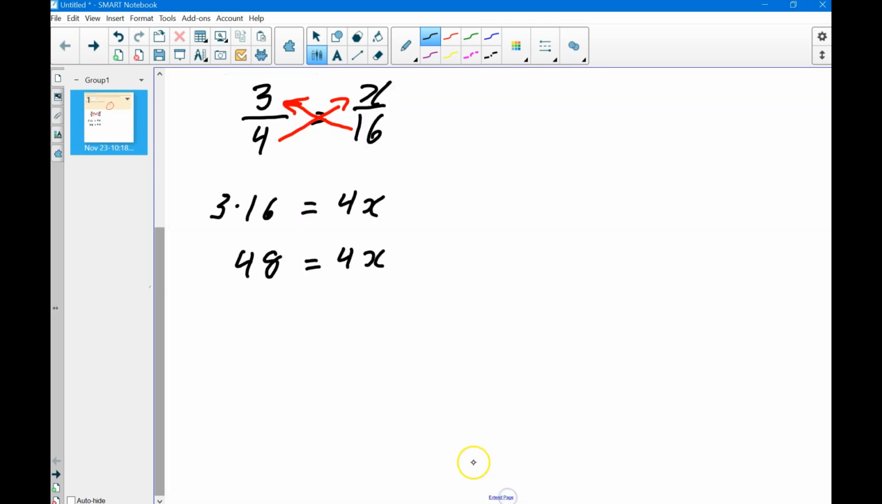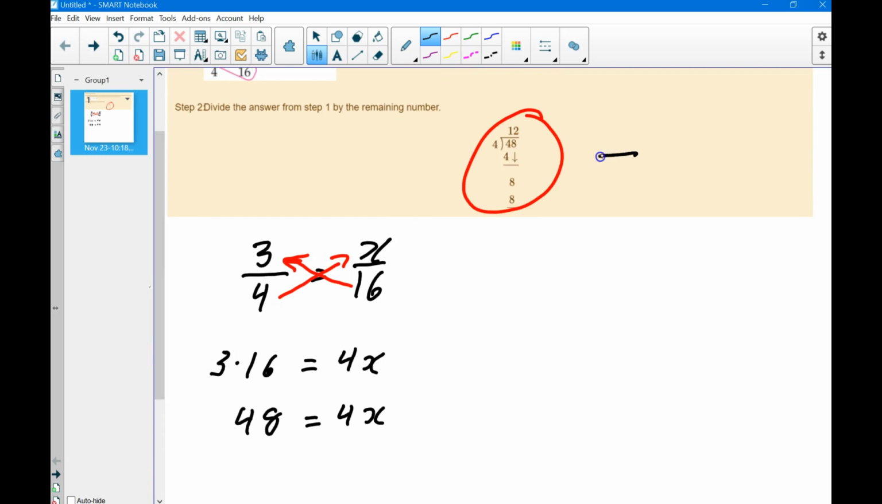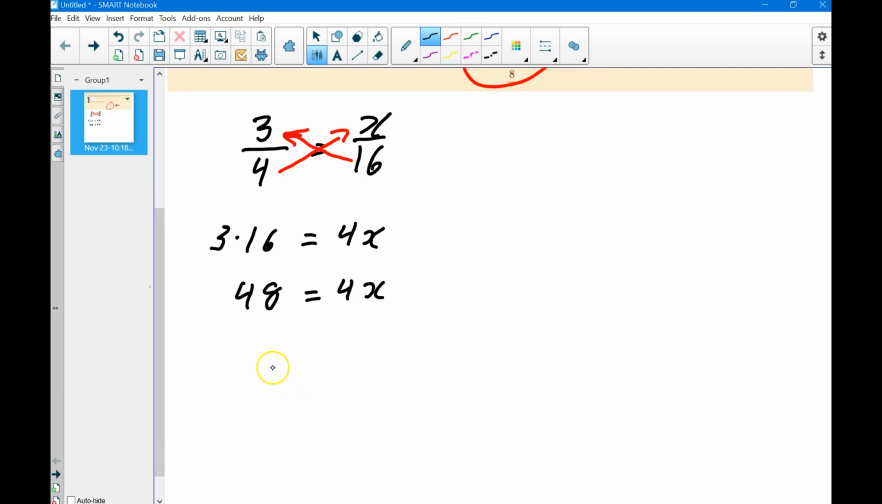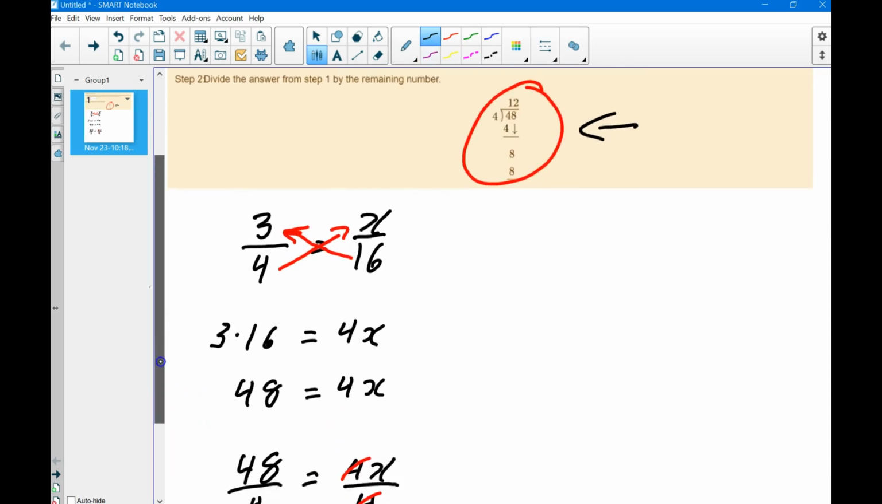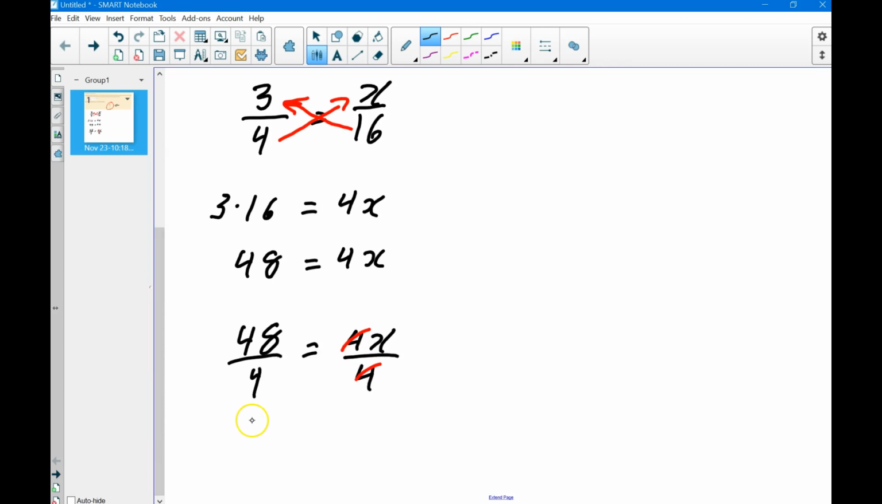This is when we get back to our algebra a little bit. And now you're going to see why they do the division right here. Because we need to get the x by itself. In order to do that, we have to divide by 4. So it's 48 divided by 4 equals 4x over 4. And the 4's will cancel. 4 into 48 goes 12 times. And that's my x value. And that's how we're going to be doing ratios and proportions.